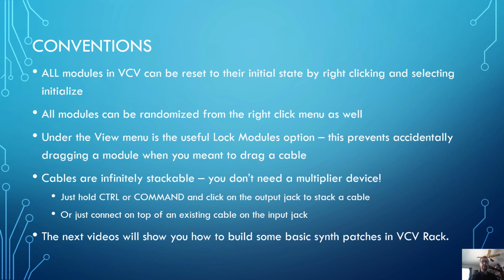A couple of conventions before we get into actually building some patches. All modules in VCV can be reset to their initial state by right-clicking and selecting Initialize. So if you make a mistake and all of a sudden you twisted a knob and you can't figure out where to set it again, just right-click and select Initialize. You can also randomize all of the modules by right-clicking on them and then selecting Randomize. I don't necessarily recommend this, but it can be a cool option.